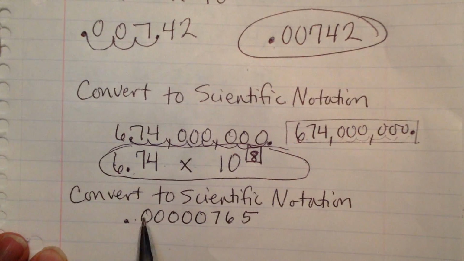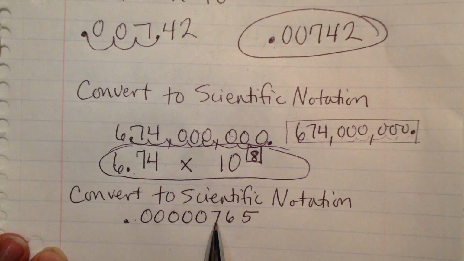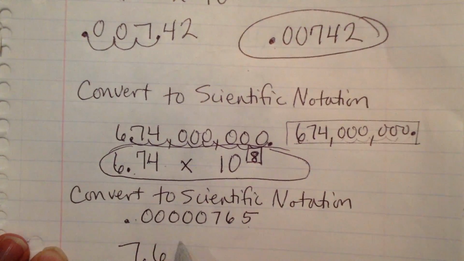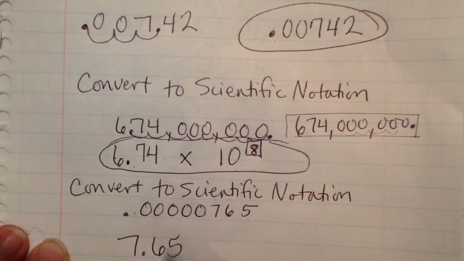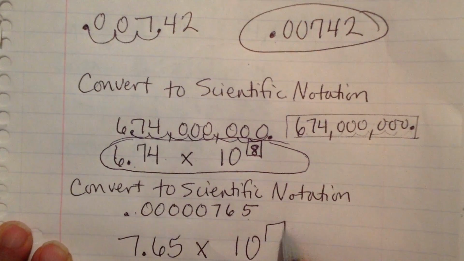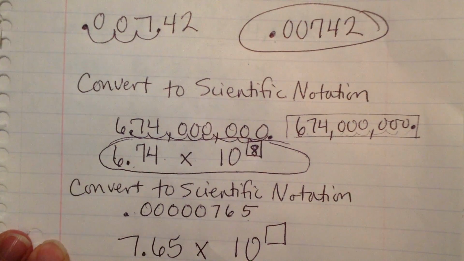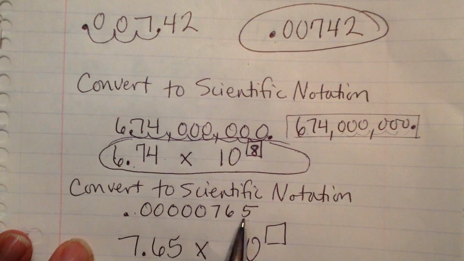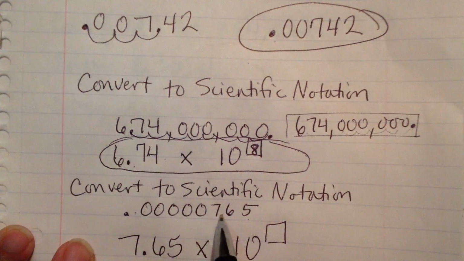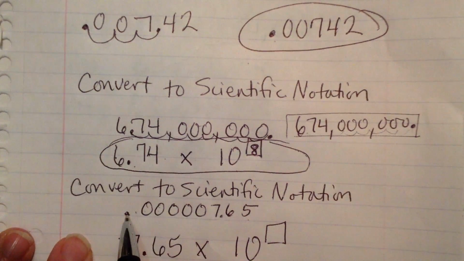This one's 0.0000765. Now remember, your decimal has to be behind your first non-zero digit number, and then write down to your last non-zero digit number. Times 10 to some power to write your answer in scientific notation. Now, my original problem does have a decimal. Okay? So think about it. If your decimal's here at 7.65, how many places would I need to move it to the left to get it to the very front of the number?